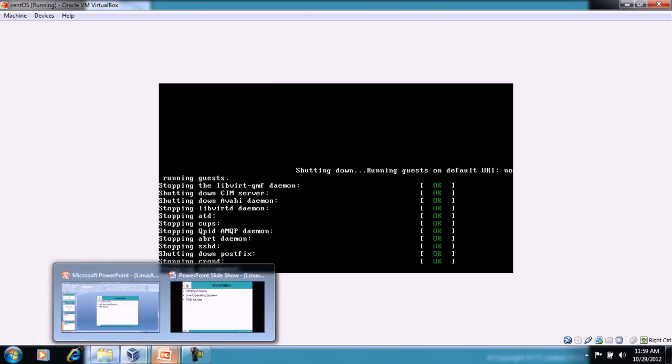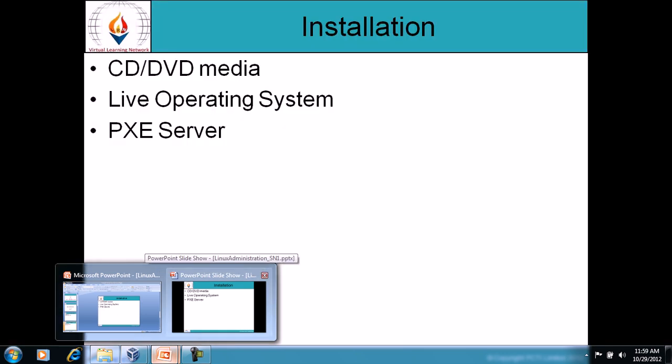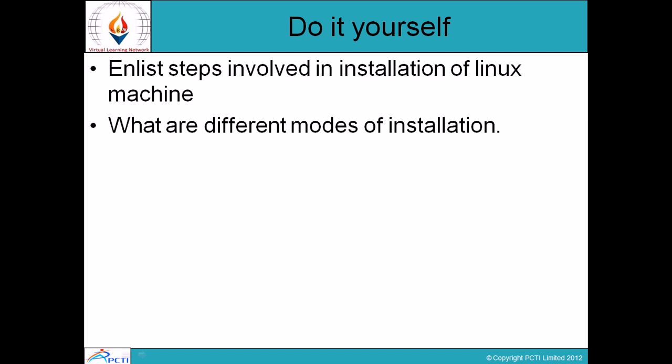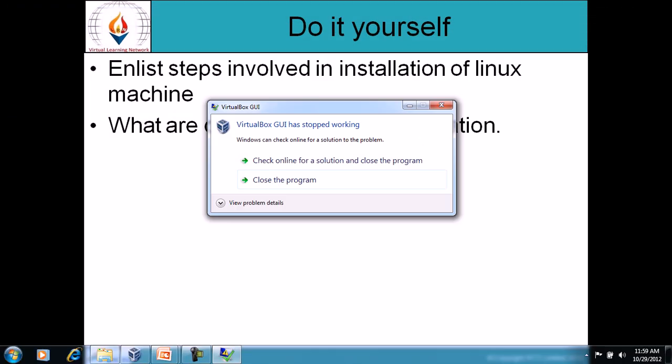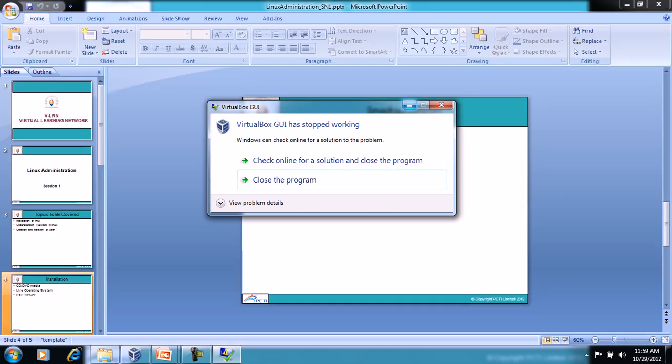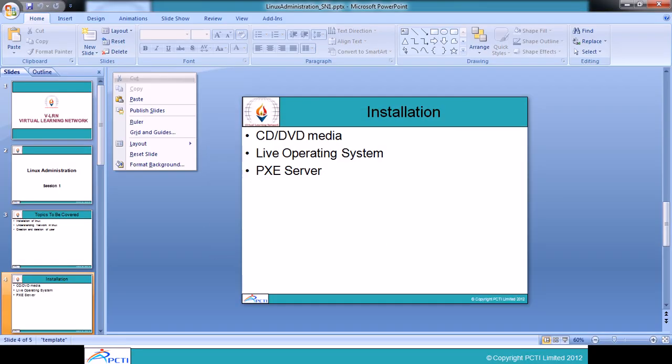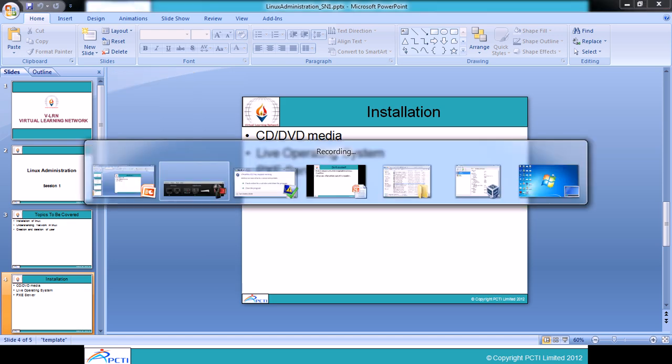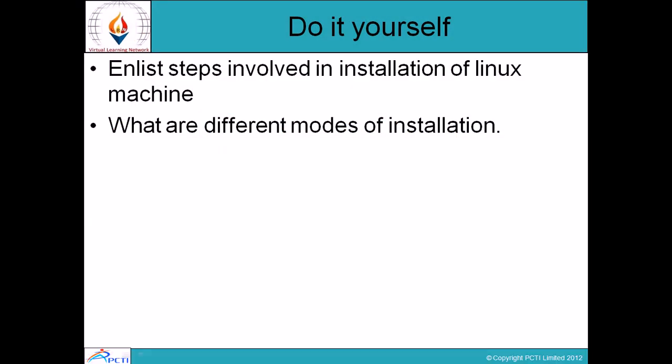Now there is a small activity for you. What you have to do is list the various processes that are used in the installation of a machine, and secondly, you have to define different modes of installation like PXE server, your live operating system, and your CD DVD media. So these are the two activities that you have to perform. That's all for this session. Thank you.